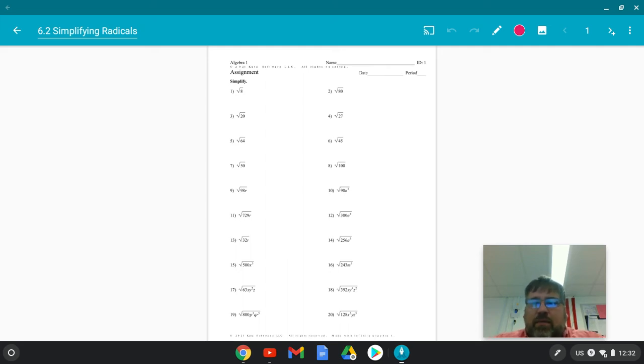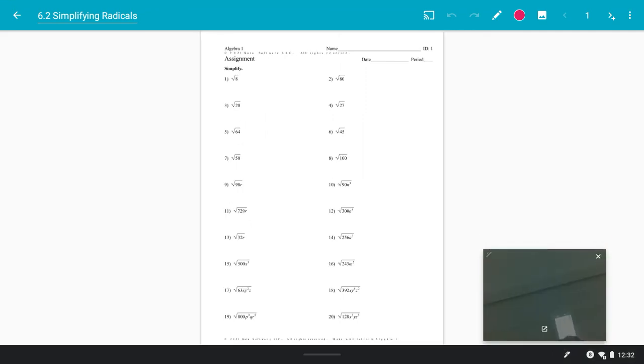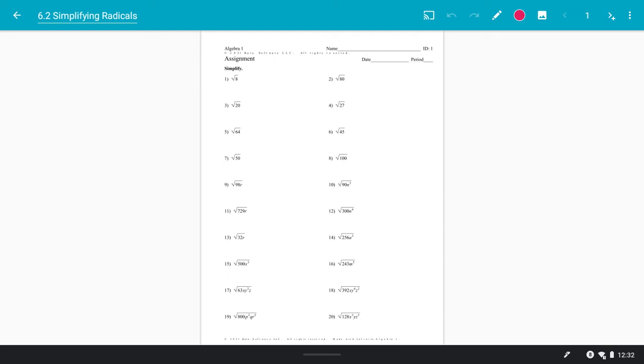Welcome to Simplifying Radicals. We are doing this before section 6.2 so that we're prepared for the quadratic formula. Let's go to work. I'm going to do the even problems as always.